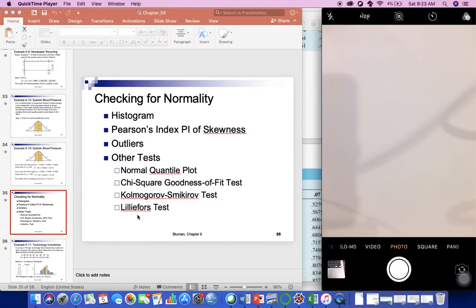So in this chapter, we will cover only 3 things: histogram, Pearson index PI of skewness, and outliers. Let's take a look at the first one, which is a histogram.